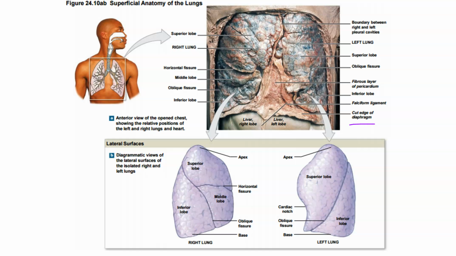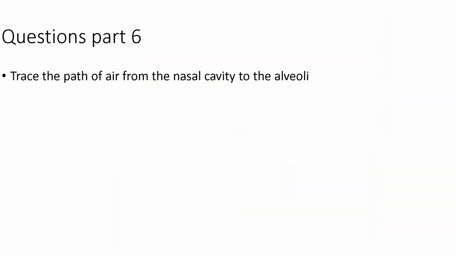But here's our last question. I'm sure you're excited. If you watch this long, you're a rock star. Question part 6. I want you to trace the path of air from the nasal cavity, or the nares, the nose, to the alveoli. Include all the different bronchi and the divisions. Being able to trace the path of air is helpful, okay?